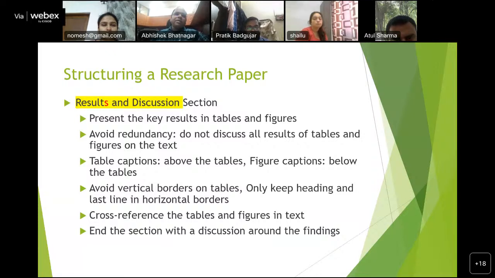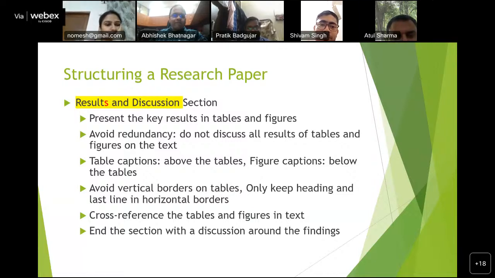Then this is the results and discussion section. So I've highlighted this in yellow. So any idea why this is highlighted? No, some other thing. There is no "results." It is just "results." Error is in "results and discussion."